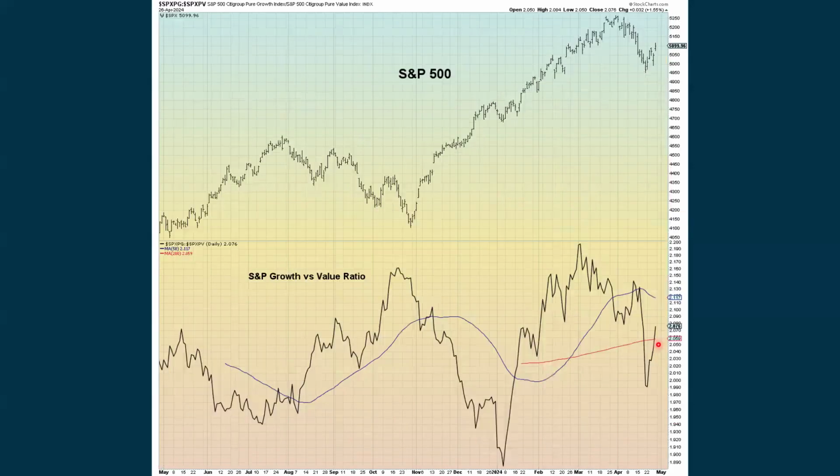This is the one that I focus on the most. This is S&P growth to value, and showing the ratio where it's still in an uptrend. It did show some improvement, but then as the S&P has been going down, we've been seeing this ratio going down as well, but it has been improving as we saw, especially Friday's session, a pretty solid up day.